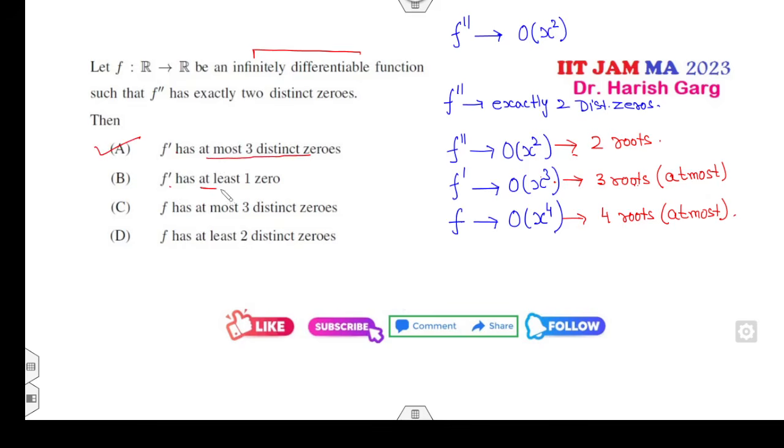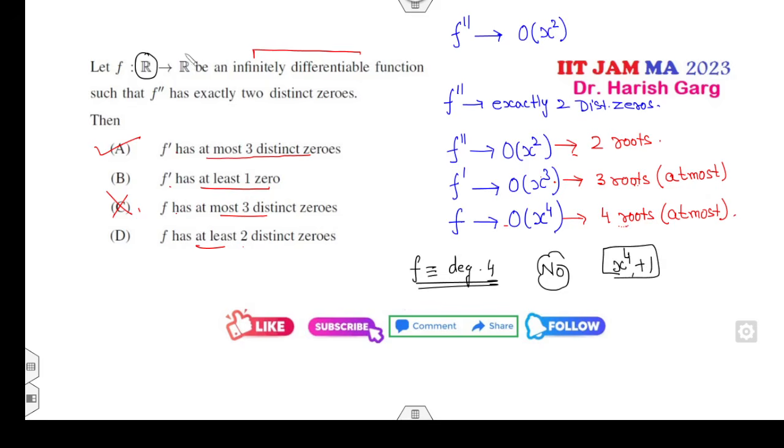f dash has at least one zero. They are talking about the at most. f dash has at most 3 distinct roots, but f has at most 4 distinct roots. f has at least 2 distinct zeros, at least. Now what is the at least? If f is a polynomial of degree 4, find how many roots it may have on the real line. It may have no roots, like x^4 plus 1.